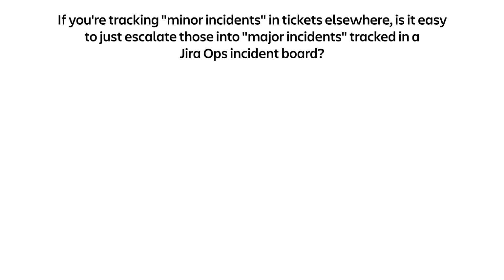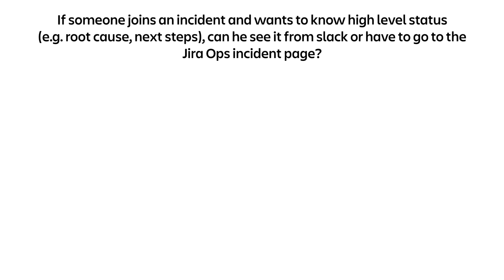I'm going to push one more question here. This is a good question. If someone joins an incident and wants to know high-level status, for example root cause and next step, can you see it from Slack or do they have to go to the Jira Ops incident page? Right now, it's probably going to be easier to digest that on the Jira Ops incident page. However, at the top of every Slack channel, you're going to see a link to that incident page right from Slack, so it shouldn't be hard to find. Just click that link within Slack and jump into the incident page and see what's going on.